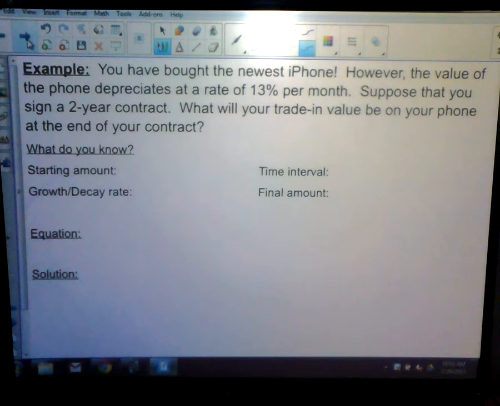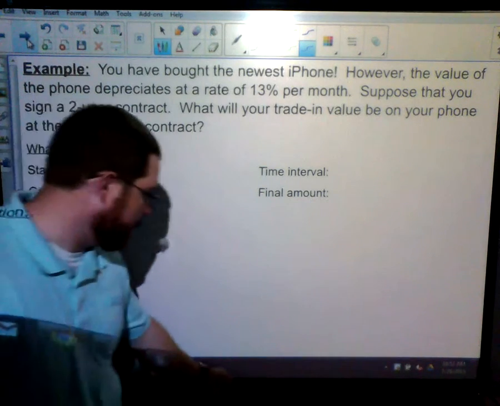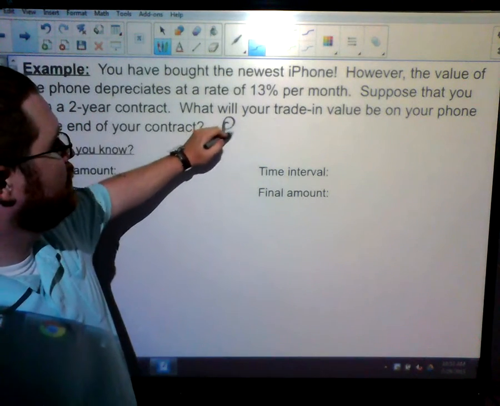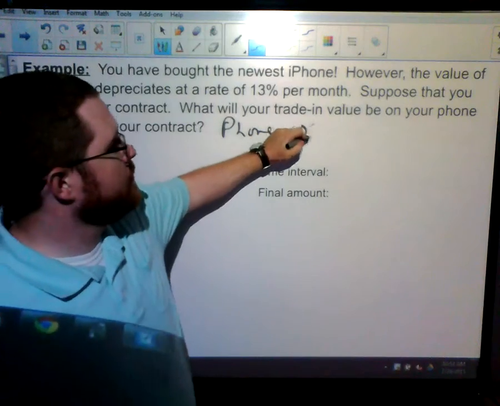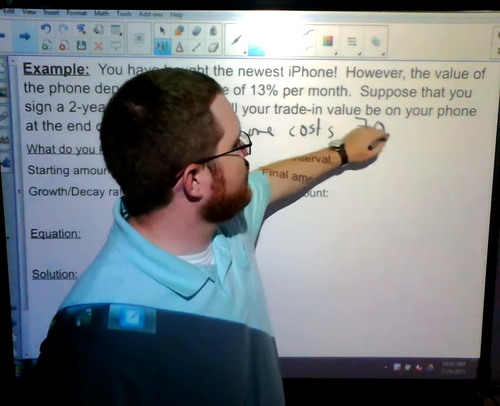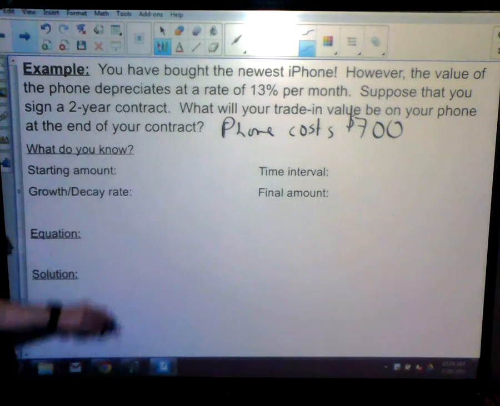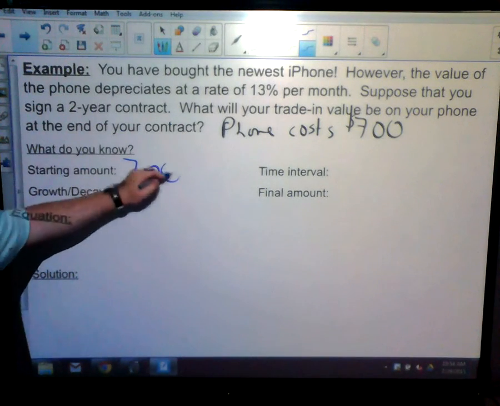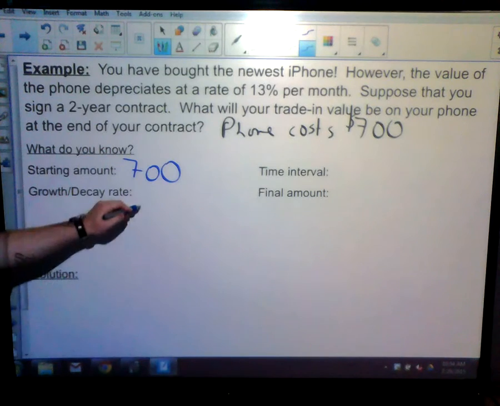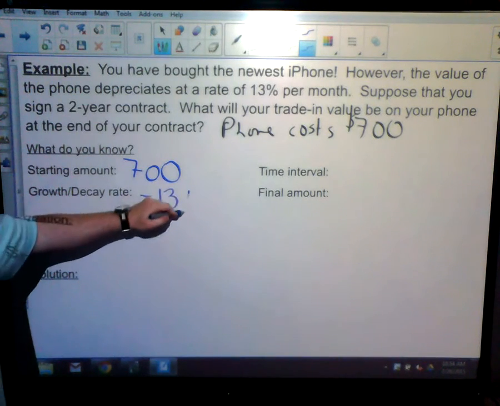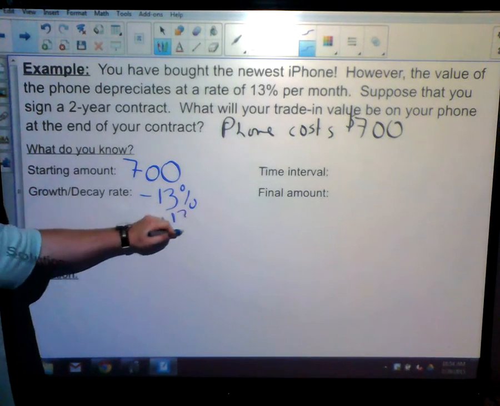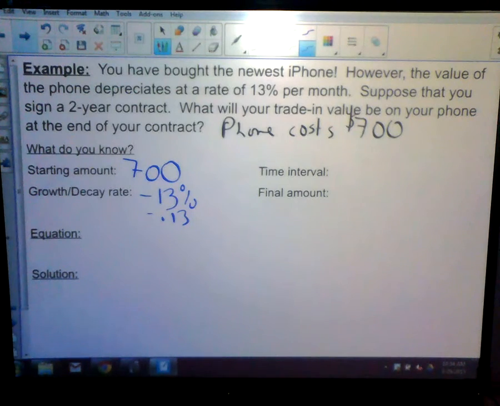Well, it doesn't tell us, so I'm going to make up a number. Let's say that your phone costs $700. And that's about right for an iPhone. So starting amount, $700. Decay, it's losing 13% per month. That's 0.13. For how long?